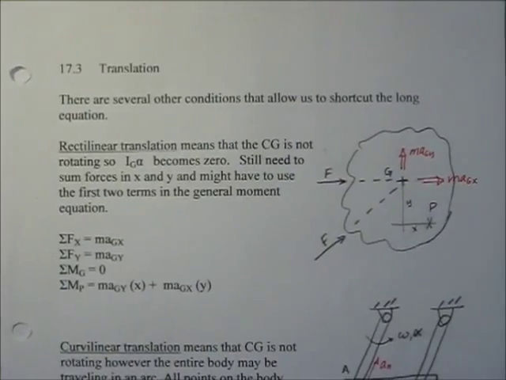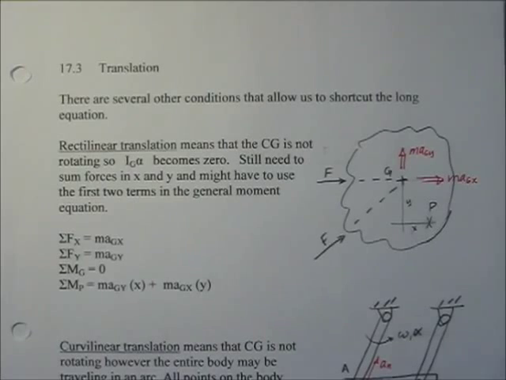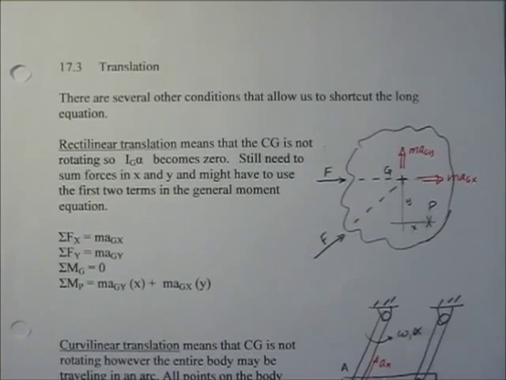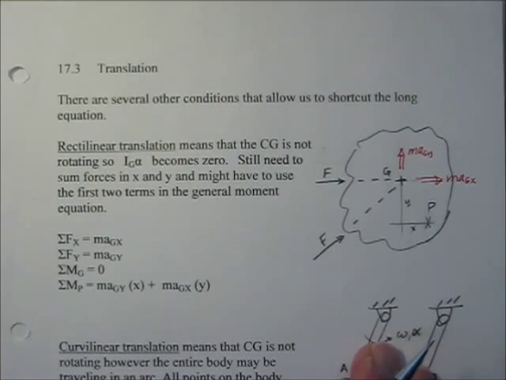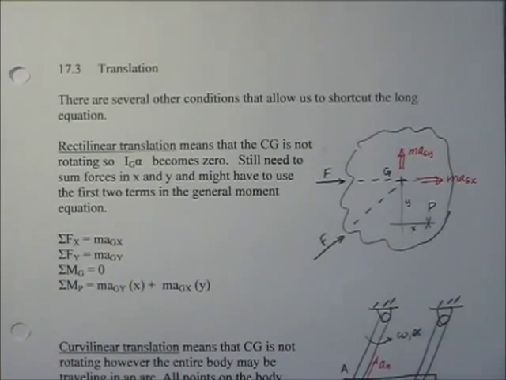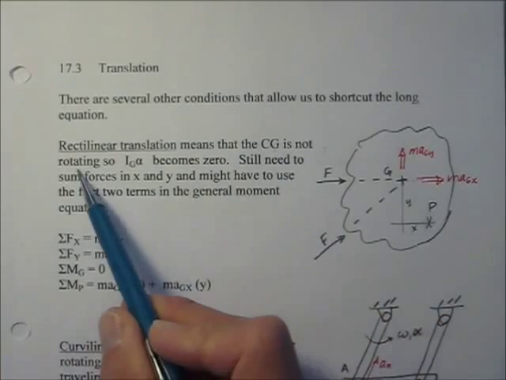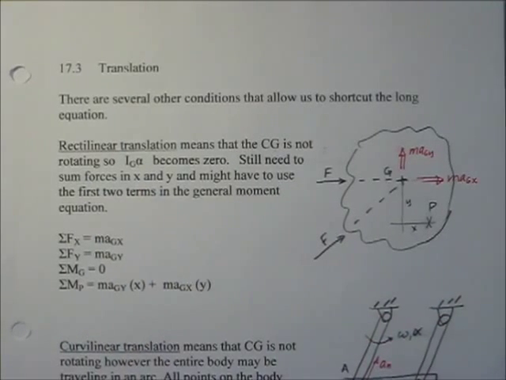The first special condition is called translation. We're just going to be moving in a straight line, and in that case, we will not be rotating. Quite a few different examples where we'll be using translation without rotation. So it'll be rectilinear translation, meaning in one direction. If it's not rotating, that means the CG is not rotating, and this term IG alpha becomes 0.